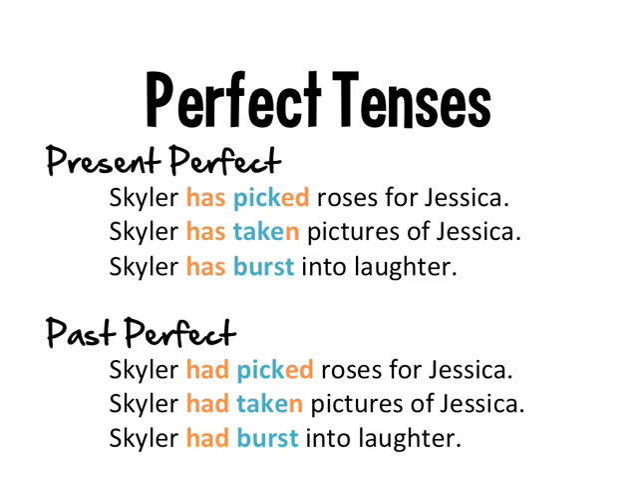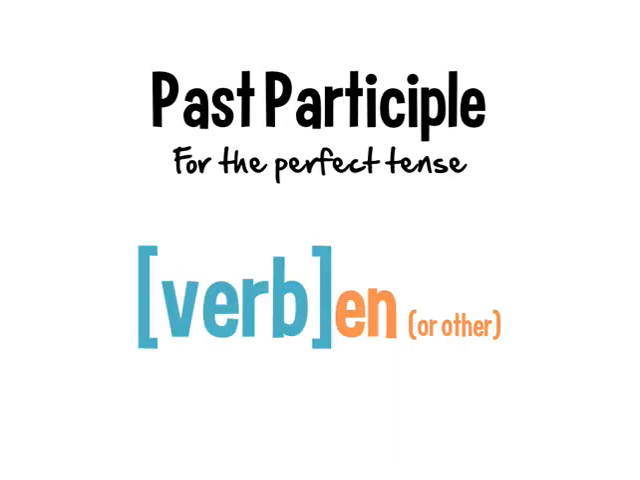And now let's take a look at a couple of examples of past perfect. Notice all of these have had as our first helping verb. That tells us it's in the past. And the combination of had plus the ending of the verb tells us that we are in the perfect tense as well. So for the past perfect examples, Skylar had picked roses for Jessica, Skylar had taken pictures of Jessica, and Skylar had burst into laughter.